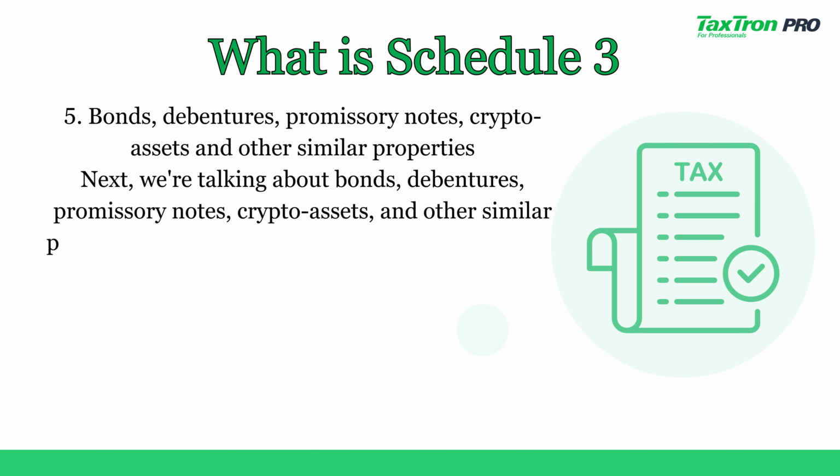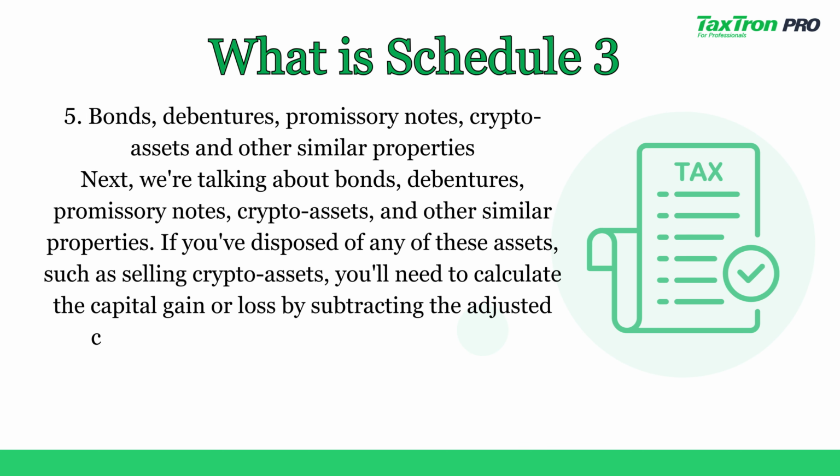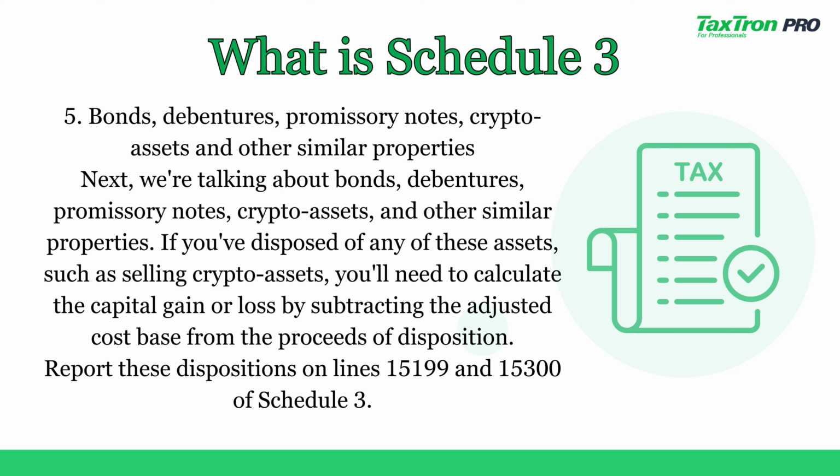5. Bonds, debentures, promissory notes, crypto assets and other similar properties. Next, we are talking about bonds, debentures, promissory notes, crypto assets, and other similar properties. If you have disposed of any of these assets, such as selling crypto assets, you will need to calculate the capital gain or loss by subtracting the adjusted cost base from the proceeds of disposition. Report these dispositions on lines 15199 and 15300 of Schedule 3.